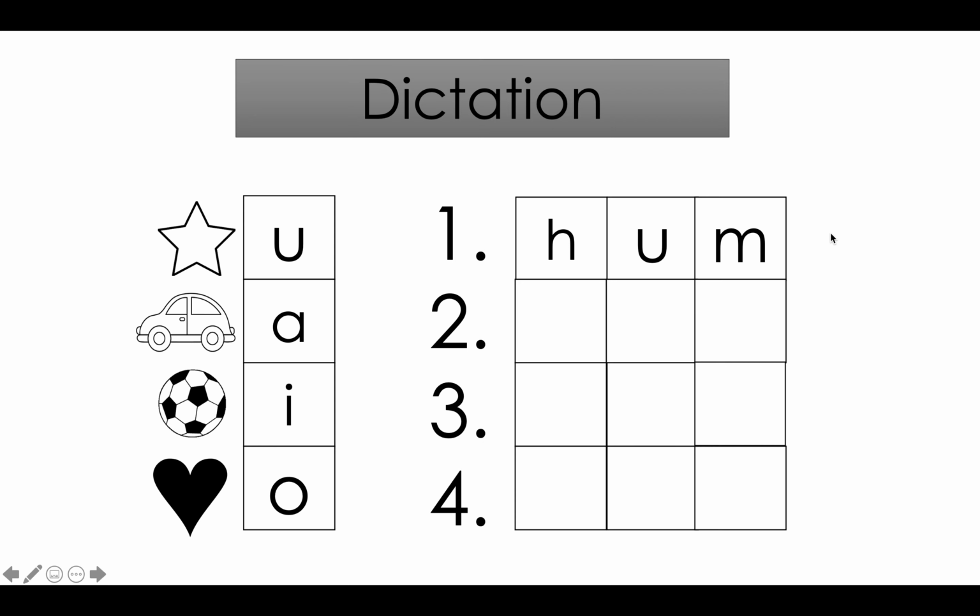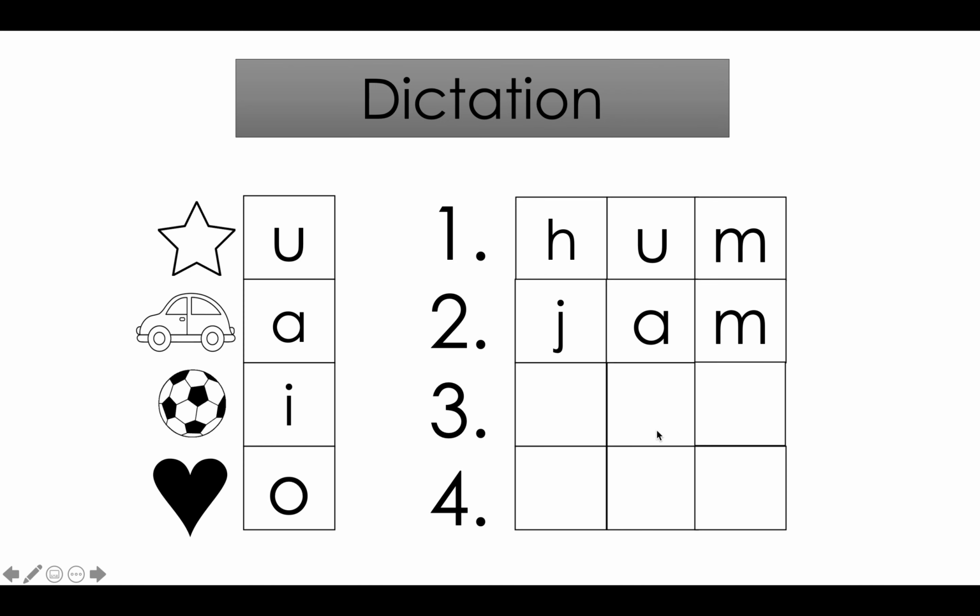The next word is jam. Pop or chop all the sounds in jam with me. J, a, m. Write the first sound you hear in jam. And the next sound in jam. And the last sound in jam. A, m. Great work.